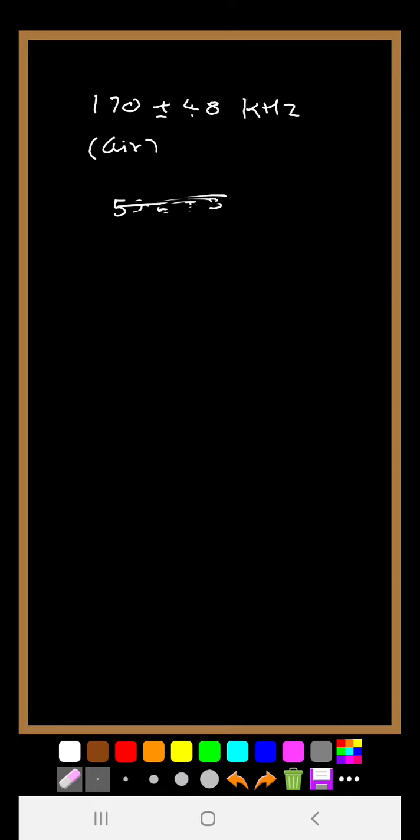Now the resonant frequencies obtained after the finite element analysis were 170 plus minus 48 kilohertz in air, and 60 plus minus 3 kilohertz in liquid.